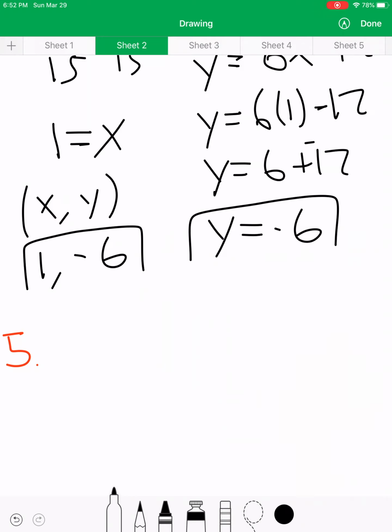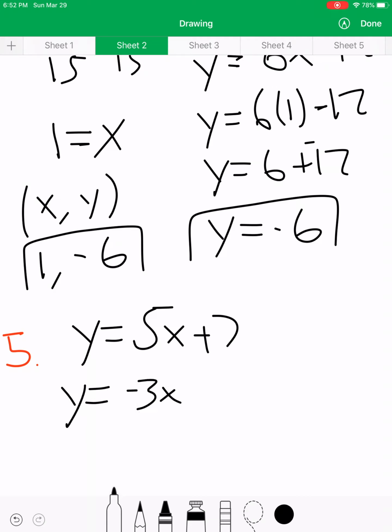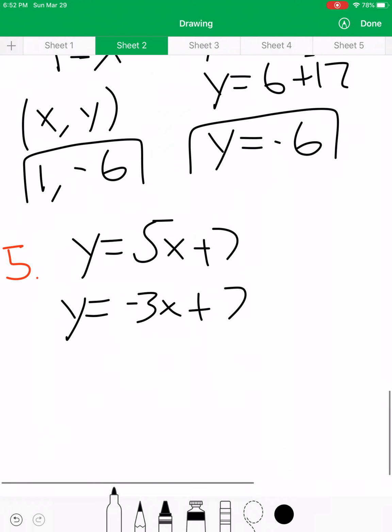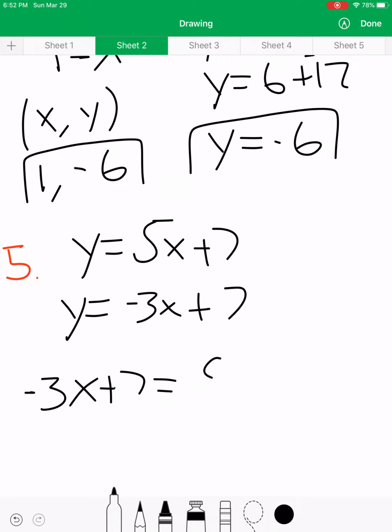All right, number 5 reads y equals 5x plus 7 and y equals negative 3x plus 7. All right, yeah, I did write that correctly. Okay, substitute either one in for y. Doesn't matter how you choose to do it. I'm going to write it as negative 3x plus 7 equals 5x plus 7.